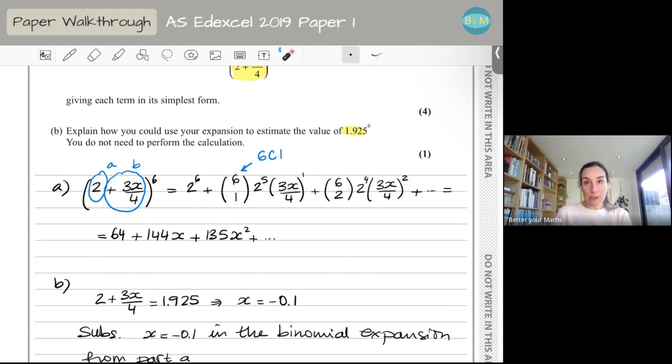They are going to be super, super close. And if they are very different, it means that you have done something wrong here. So it's a very good way of checking if part A is correct.